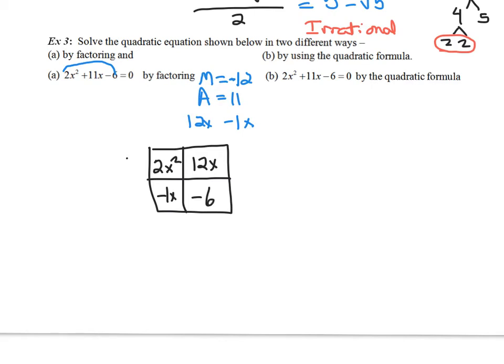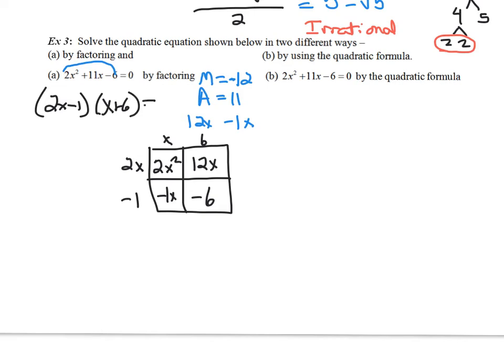In the first row, I've got a 2x common to both. In the second row, negative 1. In the first column, x. In the second column, 6. So my factors are 2x minus 1 times x plus 6.